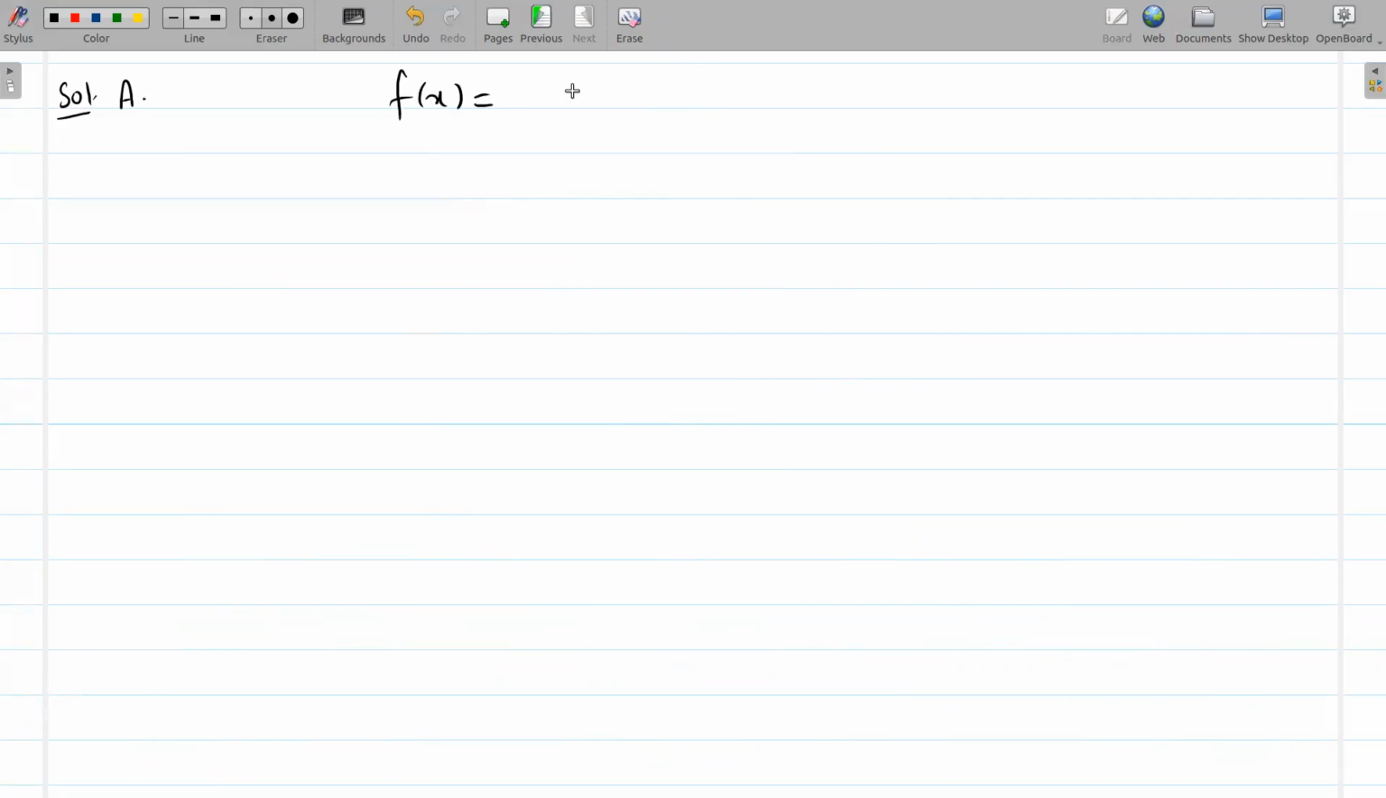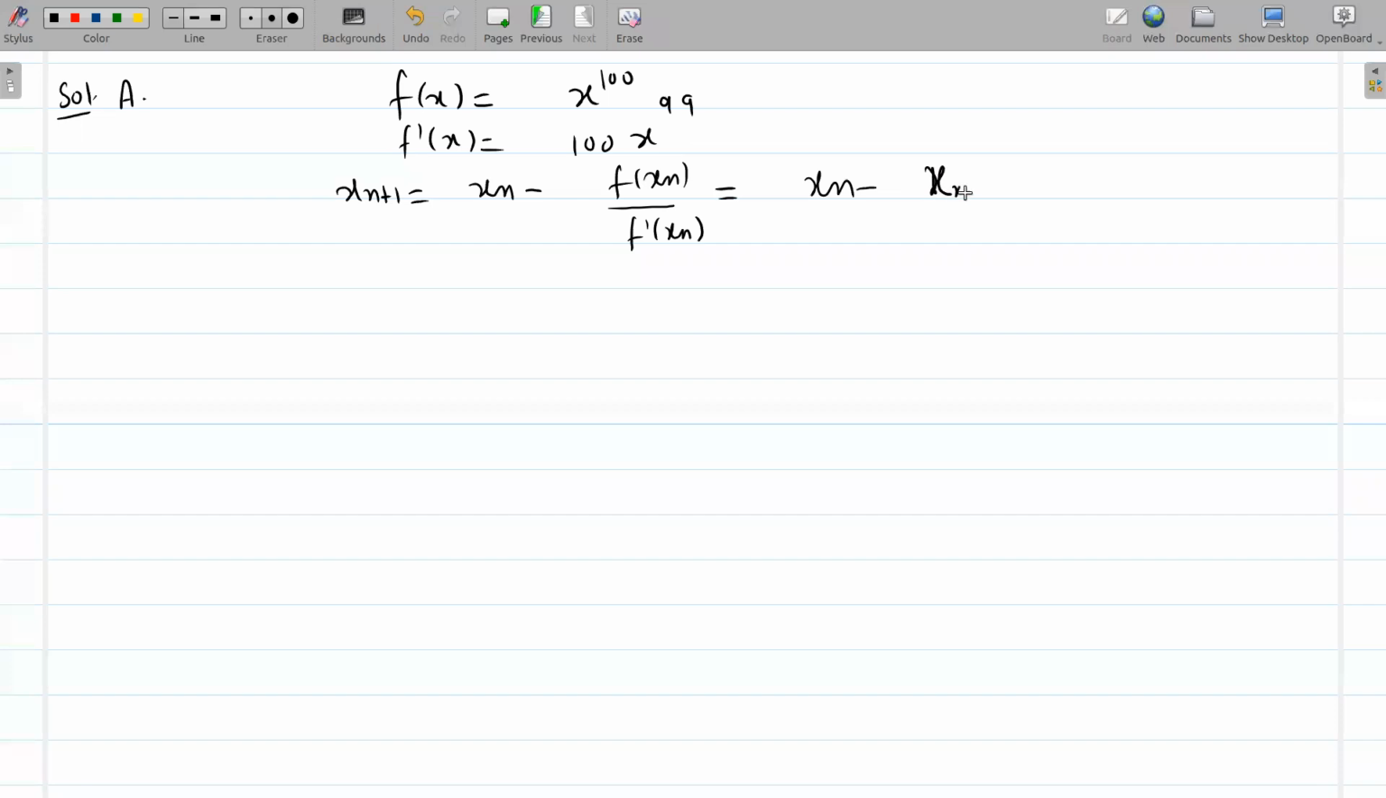We have f(x) equals x^100, then its derivative is 100 x^99, and the Newton iterations are x(n+1) equals x(n) minus f(x(n)) upon f'(x(n)). So this is x(n), the function is x(n)^100, the derivative is 100 x(n)^99. So take the LCM and simplify, it is 99 by 100.